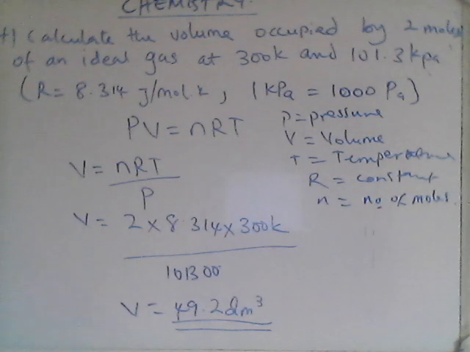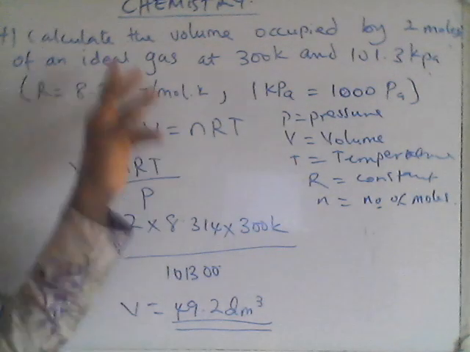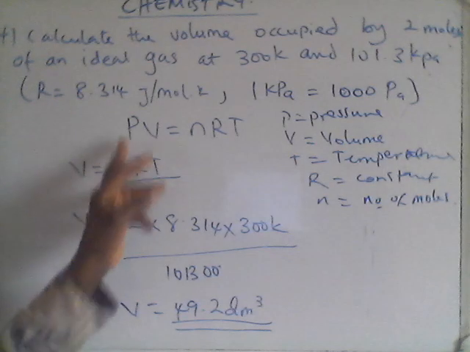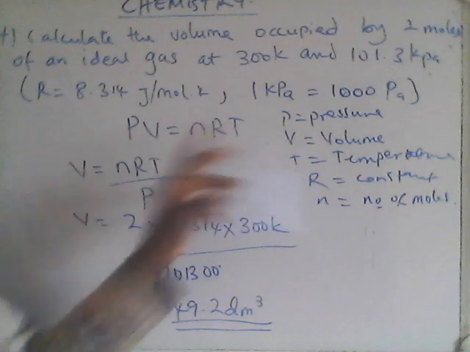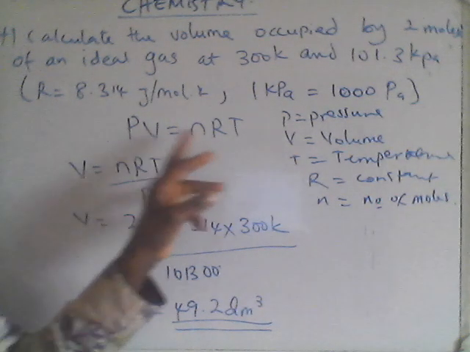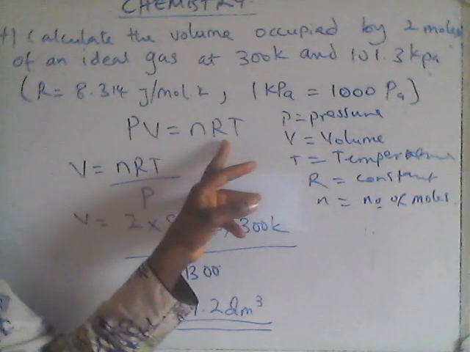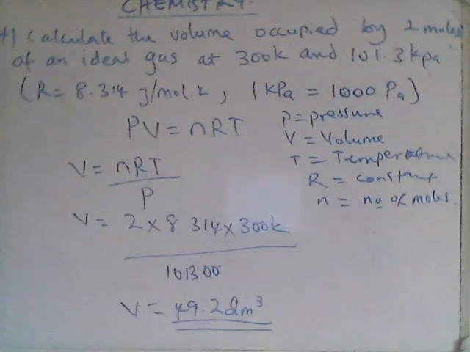So this is simple enough. All you have to do is to know the formula. This is the ideal gas law. Just know the formula: PV is equal to nRT, where P is pressure, V is volume, n is number of moles, R is the gas constant, and T is the temperature. All right, so go to the next question.